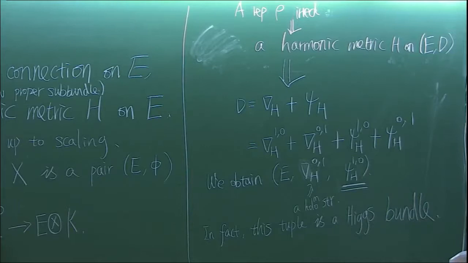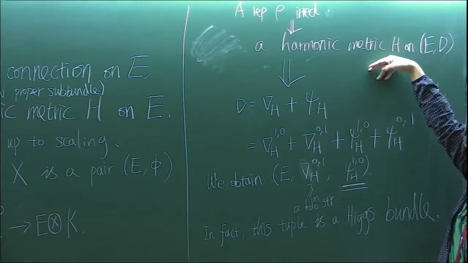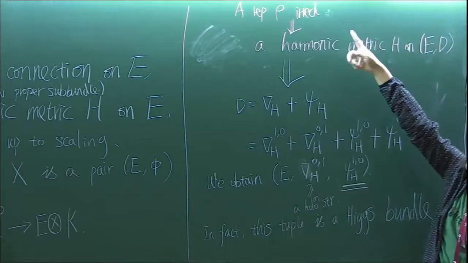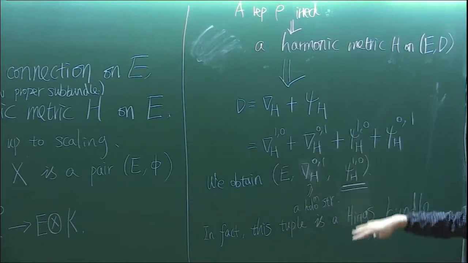So this is one direction. We start from an irreducible representation, and from the representation we get E, D, a flat connection. From the irreducible property, we get the harmonic metric existence. From this, we can decompose our connection into this form. And in the end, we get a Higgs bundle out of it.